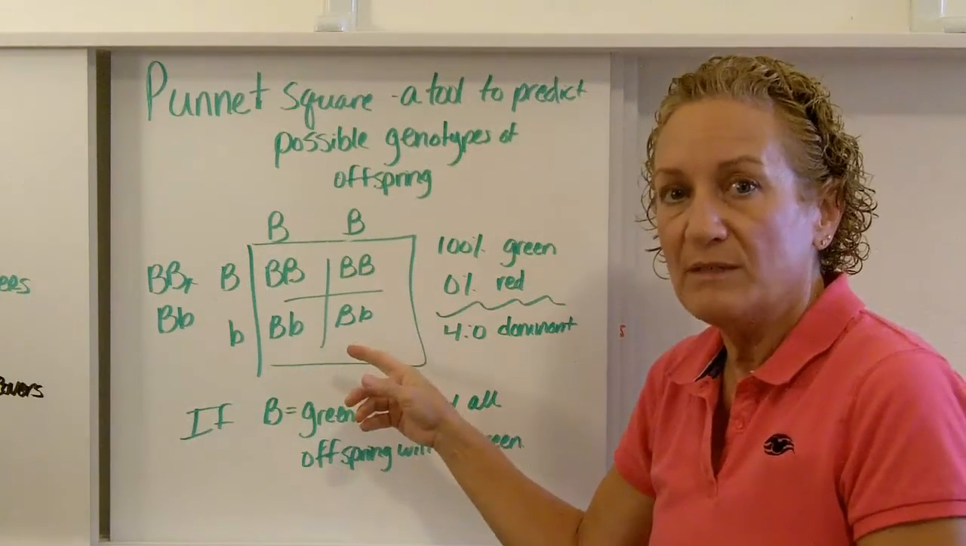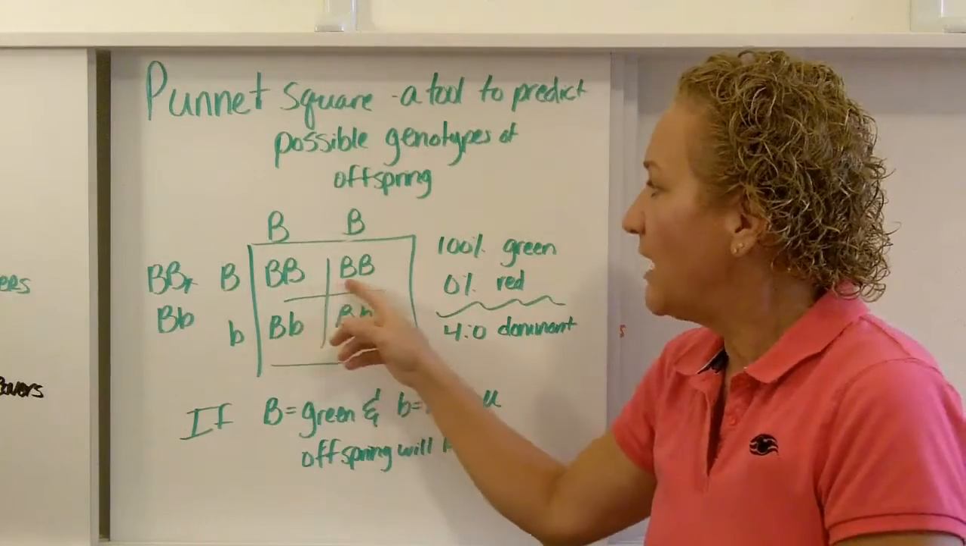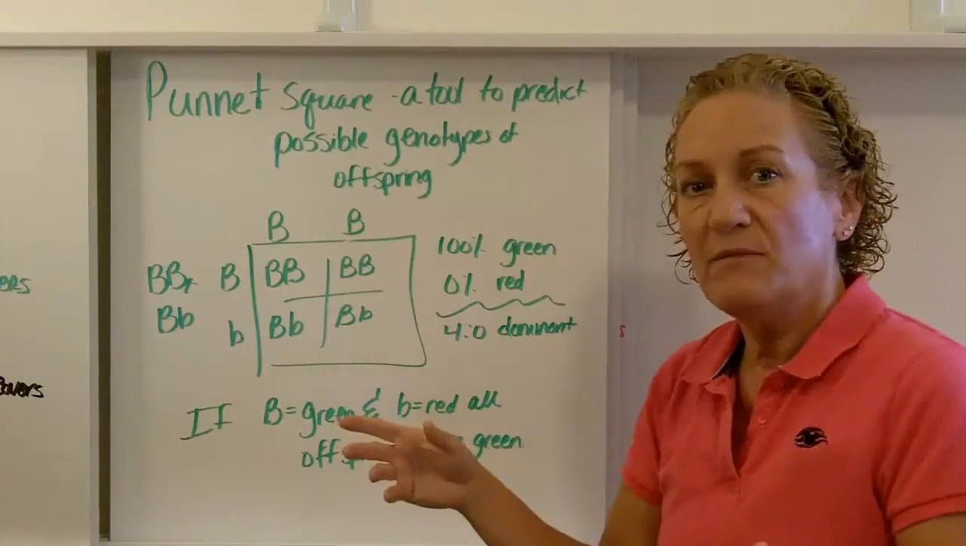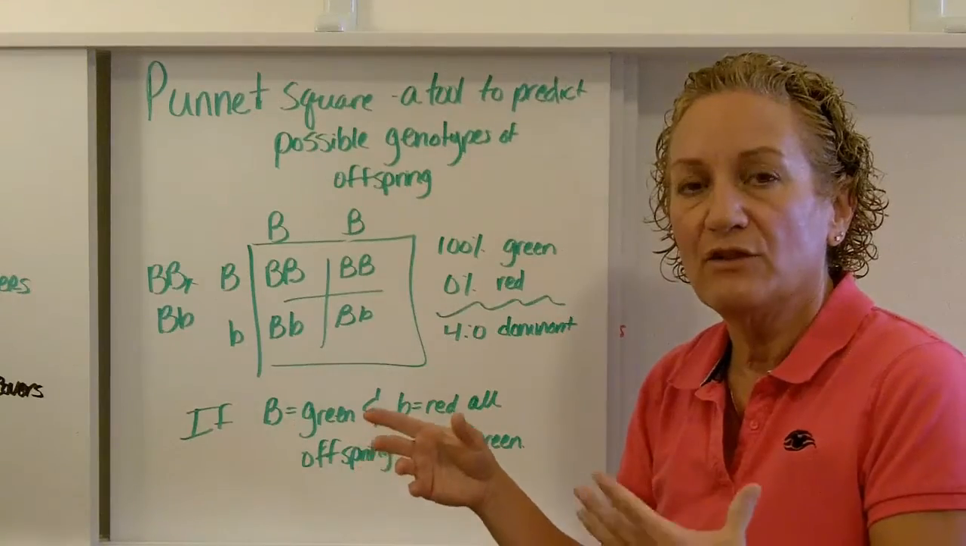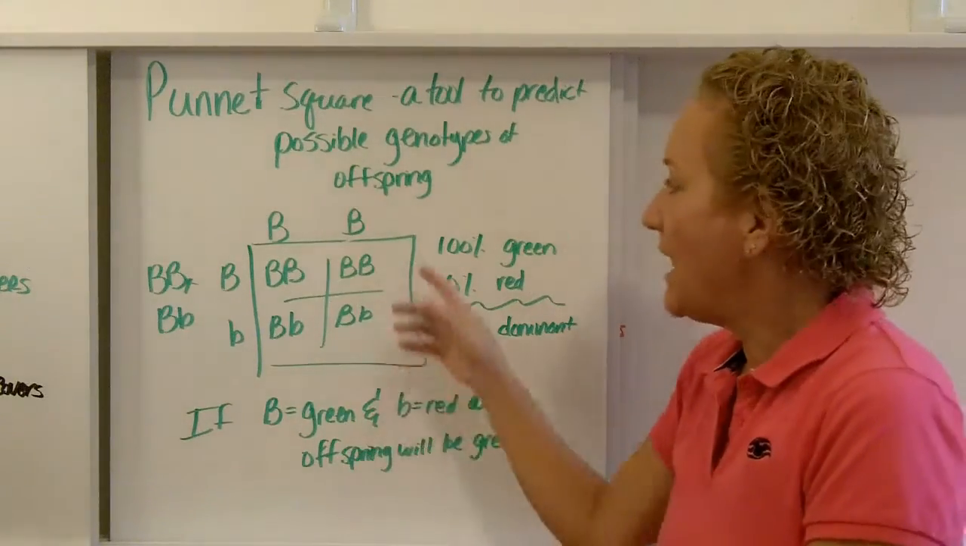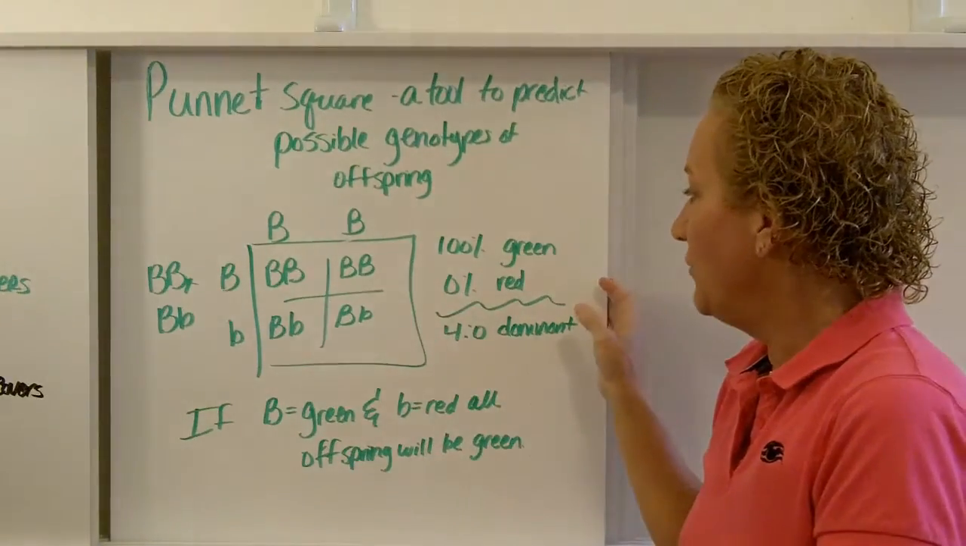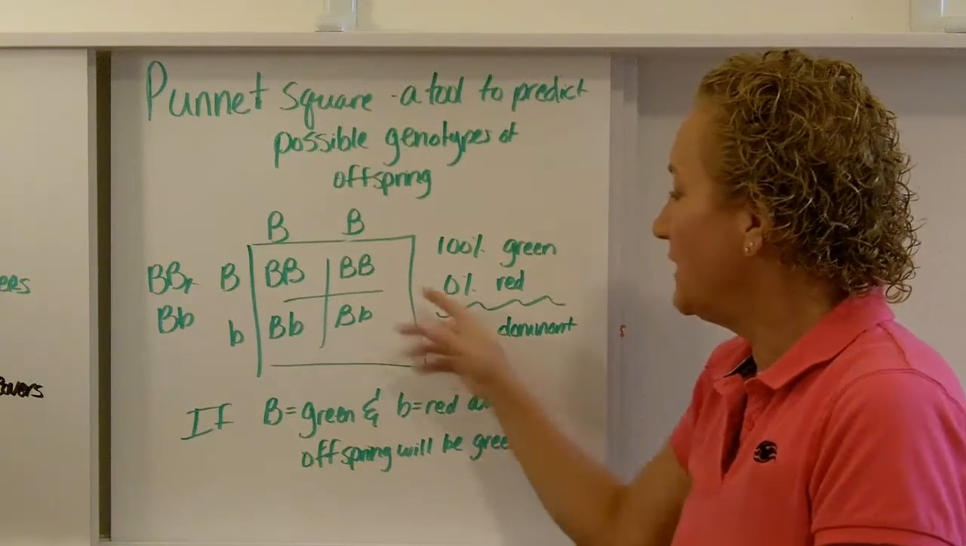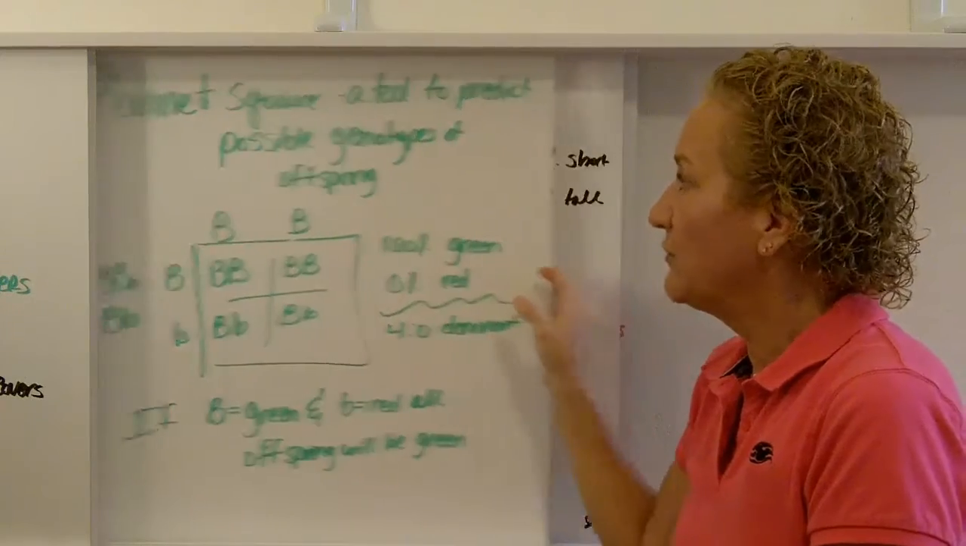Their phenotype is going to be green. These are purebred. These are hybrid. But it doesn't really matter if you're looking at phenotype, because if you're looking at phenotype, it's what you see, and they're all going to look green. All will look green. 4 to 0 is your ratio of dominant. Every one of these is going to show the dominant trait.